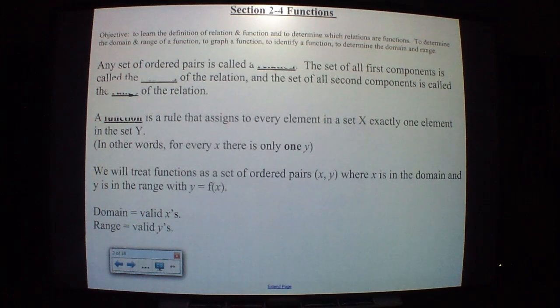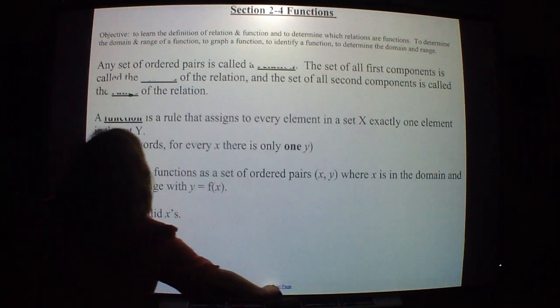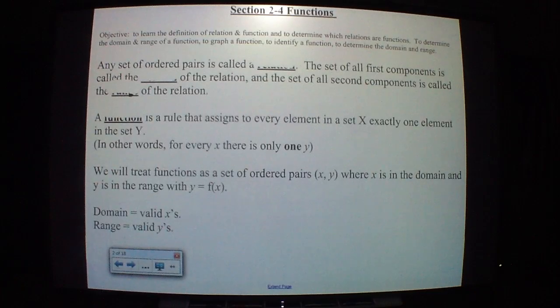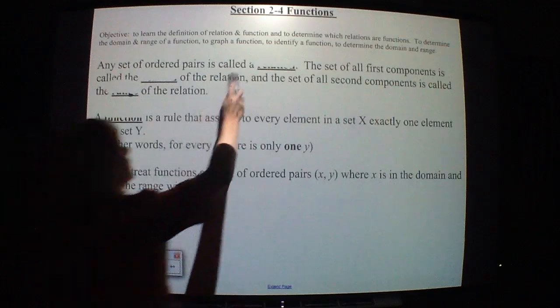Section 2.4, functions. We're going to talk about relations and functions, graphing them, how to determine if something is a function. We're going to talk about range and domains of functions and any range and domains of relations. So any set of ordered pairs is called a relation.